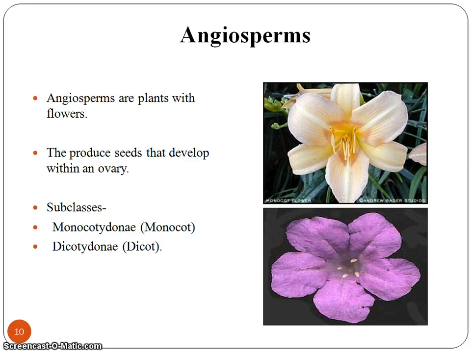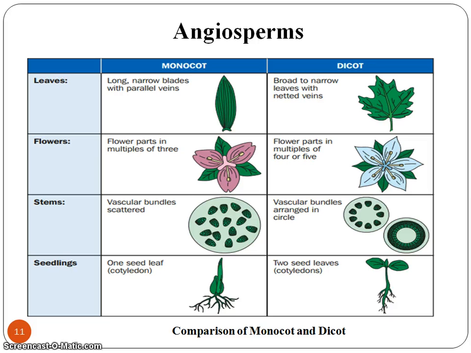What are angiosperms? Angiosperms are plants with flowers. They produce seeds that develop within an ovary. There are two subclasses of angiosperms. These are monocotyledonous, that is monocot, and dicot. You can refer to the following chart to get the difference between the two terms monocot and dicot based on the structure of leaves, flower, stem and seedling.